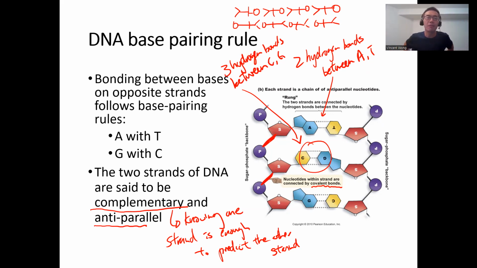Which means if you have a DNA molecule, a helix that has a lot of C's and G's in it, it would be harder to pull apart because it would have more hydrogen bonds. The opposite is true. If you have a strand that has more A's and T's in it, then it's easier to pull apart because there are only two hydrogen bonds holding them together. Does that make sense?